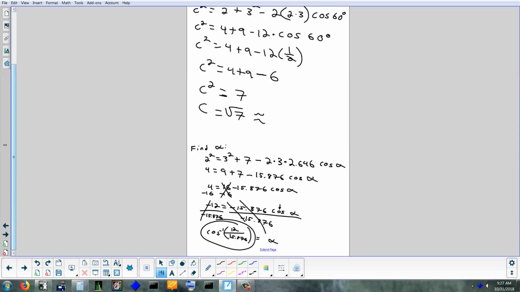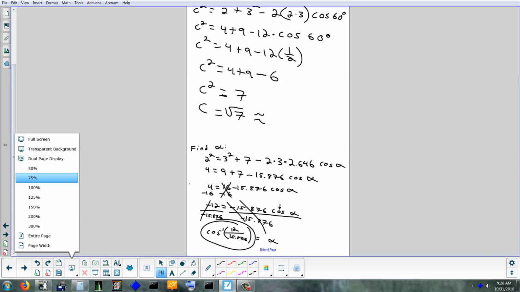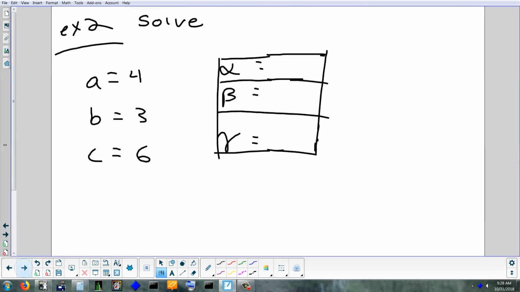But those are the only 2 types of things that ever happen in Law of Cosines. It's either like this at the top, or the calculations are like this at the bottom. That's the only 2 things. Any questions on that? Okay, so that's side, angle, side. Let's look at side, side, side.